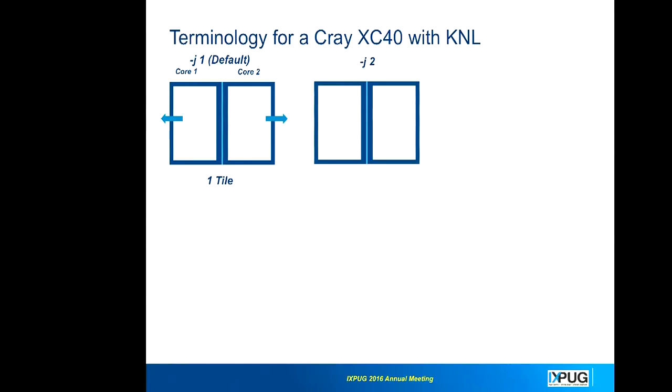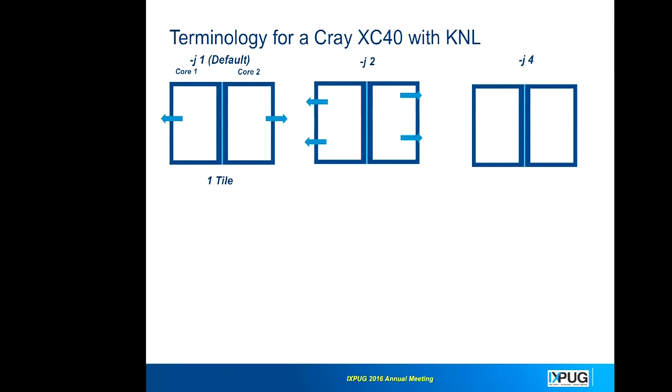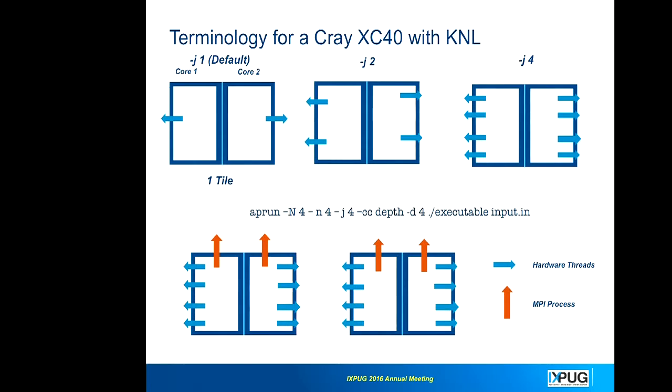It invokes the hardware threads. So -j2 will give you 2 of the hardware threads, and -j4 will give you 4 of the hardware threads. And that's just representative of one tile. So an example of my execution would be something like this, so you can understand what -j4 means in this aspect.